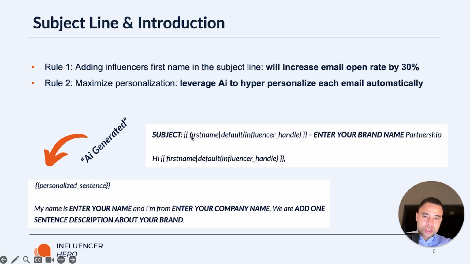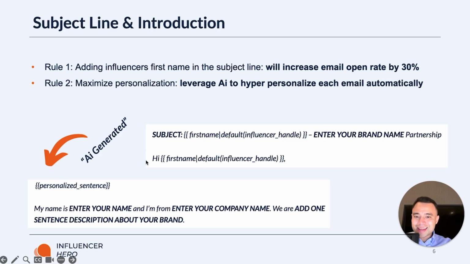You can see in this screenshot here, first name, default influencer handle. This is how we do it in Influencer Hero. We have the first name for around 80%, maybe not even 90%, of the influencers in our database, but just for the few cases where we don't have the first name, it will default to influencer handle, which we always have, right? And then enter your brand name and then partnership, right? So for example, this would say Sarah Gymshark partnership, right? Super simple. That's a subject line we recommend for the first email.